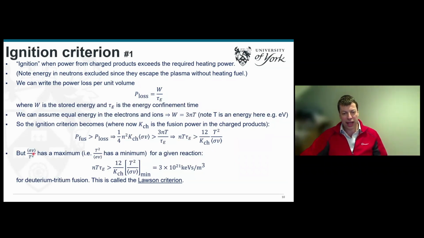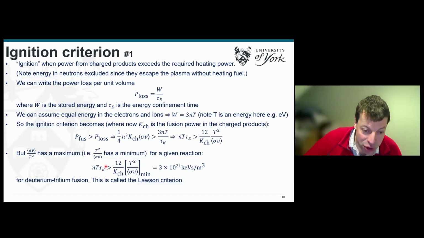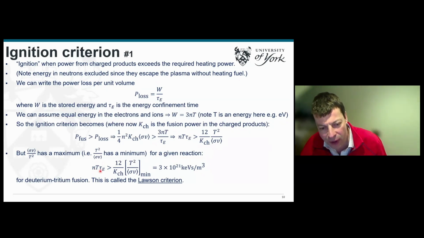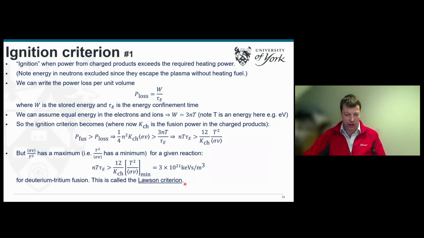But as we'll see on the next slide, the reactivity over the temperature has a maximum for a given reaction. So this means that for deuterium-tritium fusion, this so-called triple product, because it's the product of 3 things, the density times the temperature times the energy confinement time, has to be bigger than a given number. And this is called the Lawson criterion.